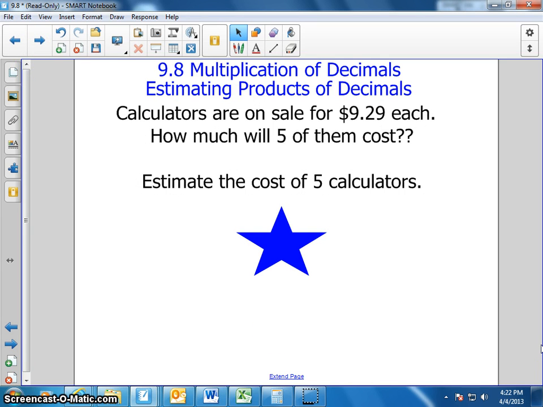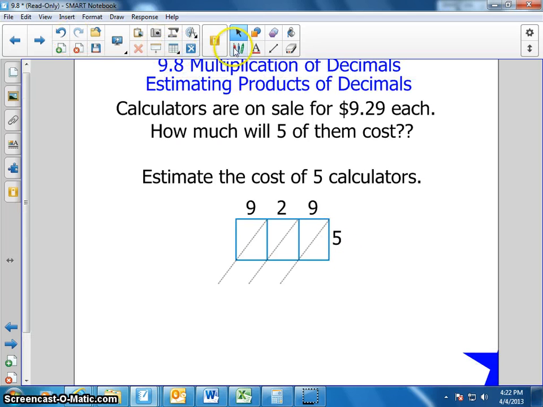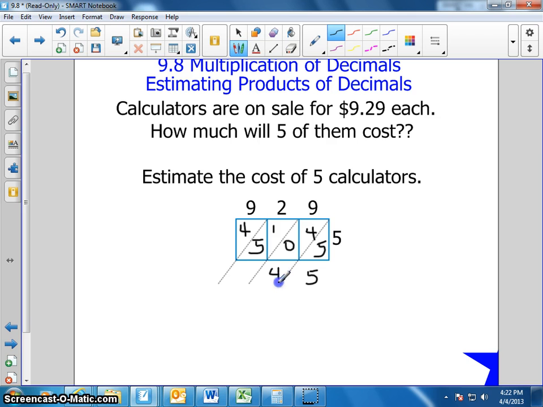So, say we have calculators and they're on sale for $9.29 each. How much would 5 of them cost? So we're going to set it up the same way that we normally set up any multiplication problem. 9 times 5 is 45. 2 times 5 is 10. And 9 times 5 is 45 again. So 4,645. But the answer is not 4,645.